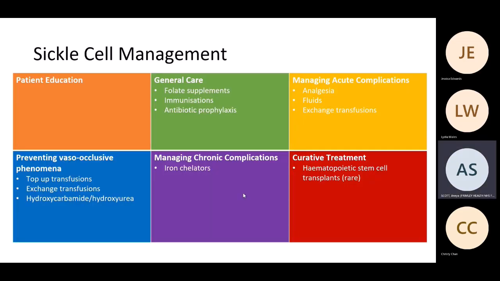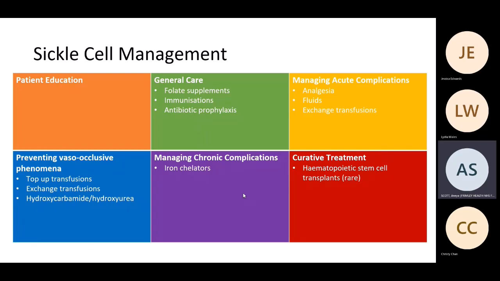So sickle cell management, patient education is really important. Obviously they're going to live with sickle cell for their whole lives, so they really need to be aware of what causes sickle crises and how to avoid them. General care, so they can have folate supplements, need to be up to date on their immunizations, can give antibiotic prophylaxis as well. And you need to manage the acute complications, so analgesia, fluids, exchange transfusions.